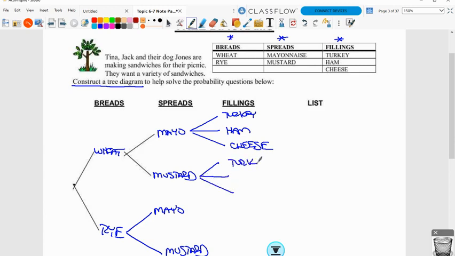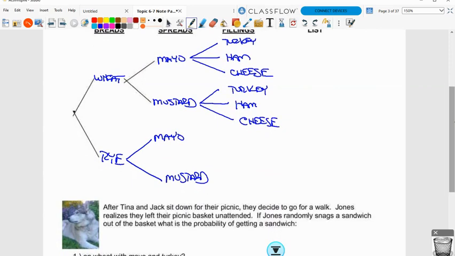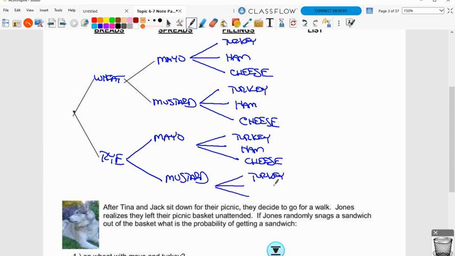So once again, we have three branches, and we're going to label turkey, ham, and cheese off of each of the branches. Well, it's going to be the same thing with the rye bread and the spread that you chose down there. If you did rye bread with mayo, once again, you have three choices of fillings. You have turkey, ham, or cheese. Same thing as if you chose rye bread with mustard, you have three fillings to choose from: turkey, ham, and cheese.